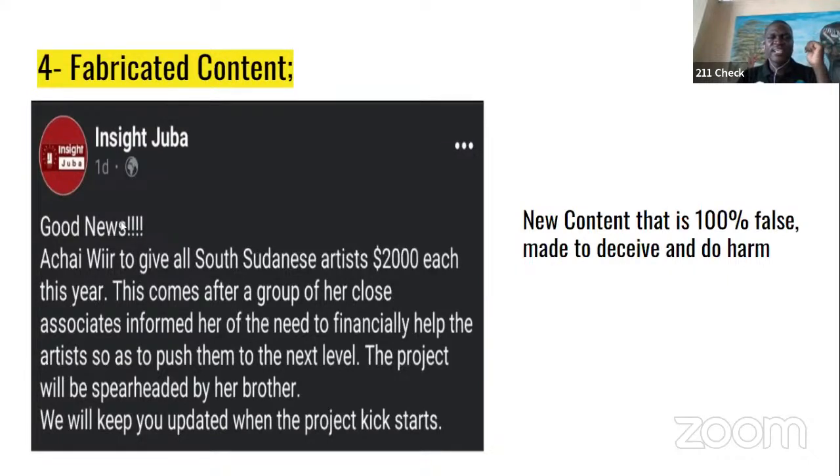Like in this case, there was false news that Achai Weir wants to give all South Sudanese artists $2,000 each, and that this came after a group of her close associates informed her of the need to financially help the artists so as to push them to the next level. The project is spearheaded by her brother. So this was false content. It was 100% false, and it was meant to deceive artists, and it's likely to do harm, especially to the people mentioned here. When they don't fulfill this, people say, hey, these people don't keep up to their promises, you see? So this is an example of fabricated content.